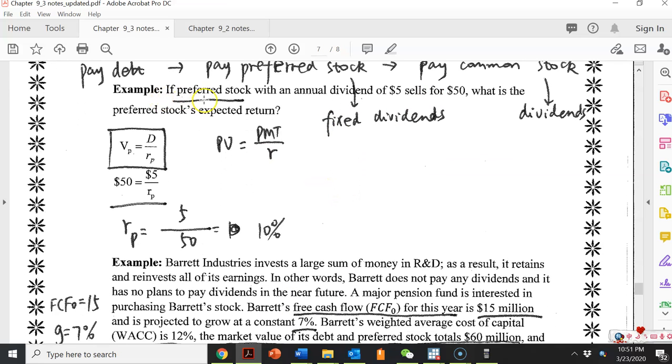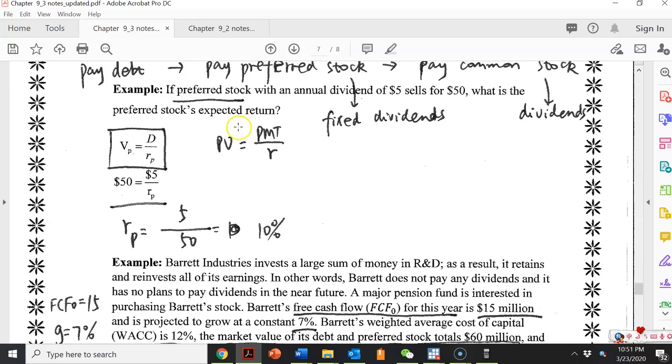Okay, for example, if we have a preferred stock with an annual dividend of $5 selling for $50, what is the preferred stock's expected return? Here we know we have $5 dividend paid out every year. The stock price is 50. We only look for the return.